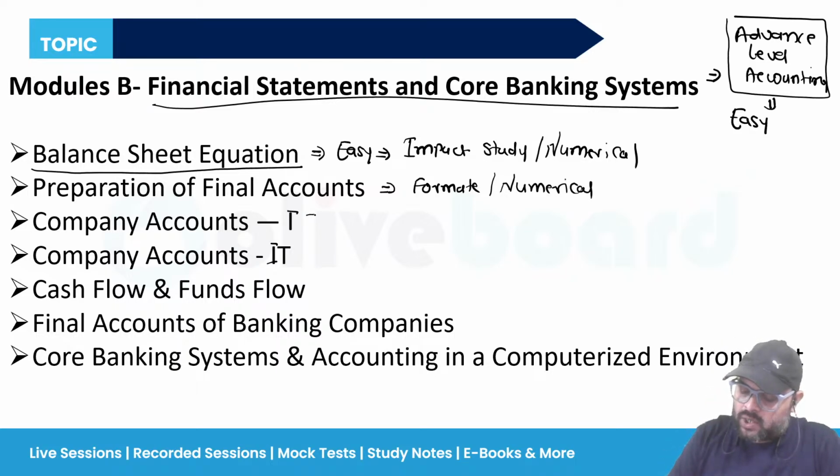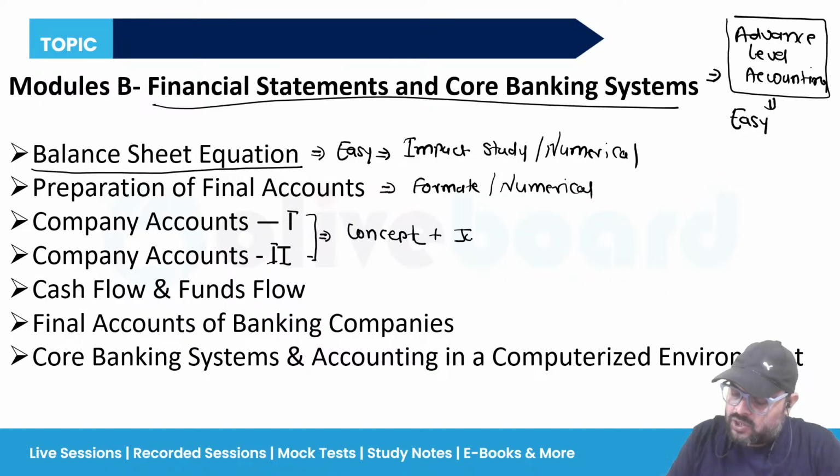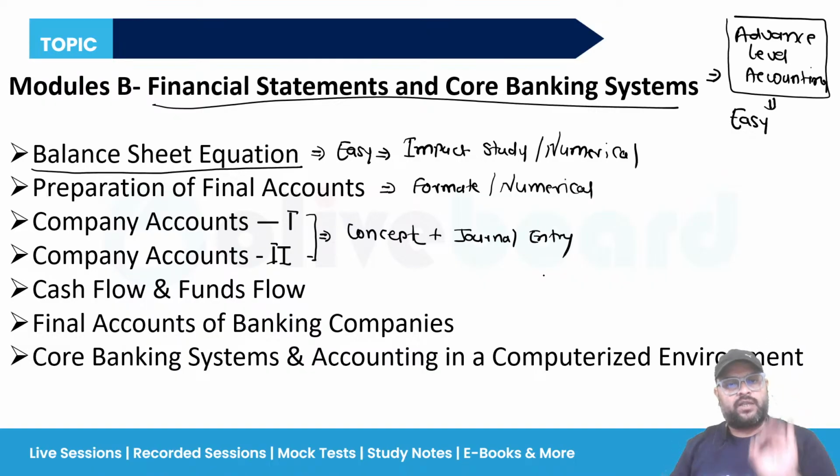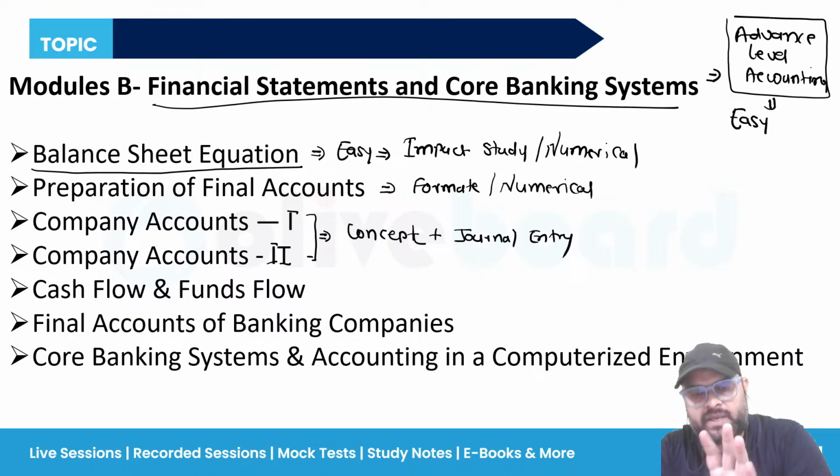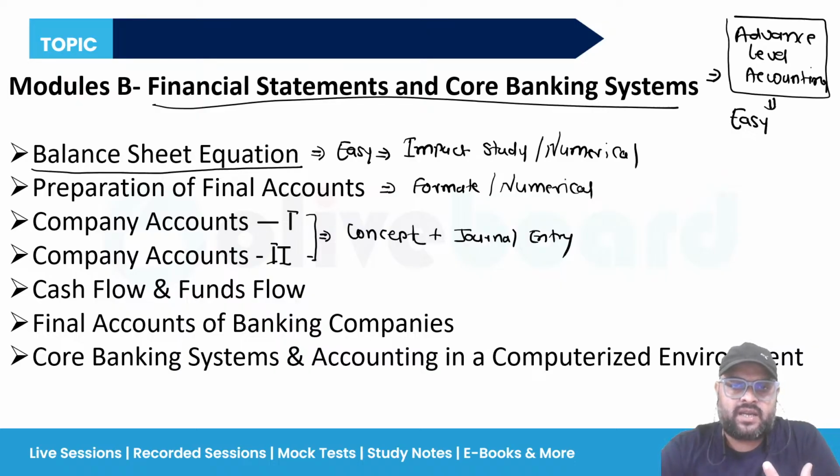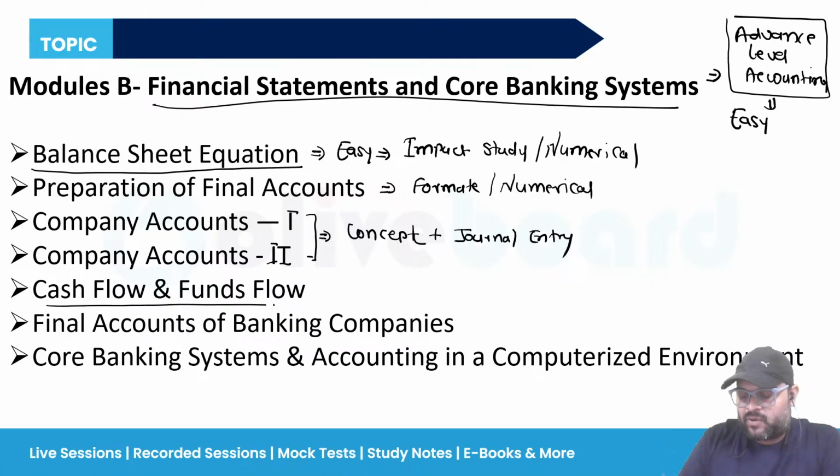Then the most important combination of two topics is company accounts 1 and company accounts 2. This particular topic is concept plus journal entry. So in module B, that's the only topic where journal entries are possible, and there will be at least 2 or 3 questions based on journal entries from module B in the exam, and we will cover those journal entries in a detailed manner so that we will be able to score good out of those journal entries.